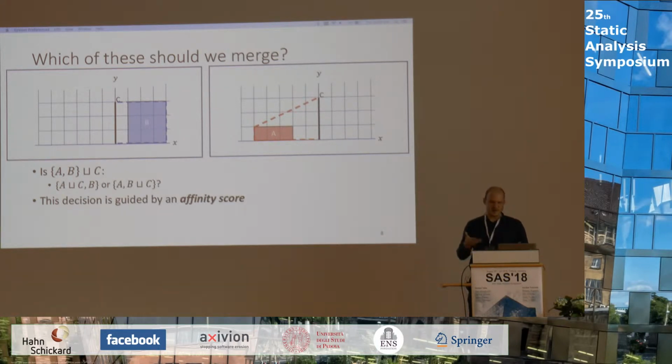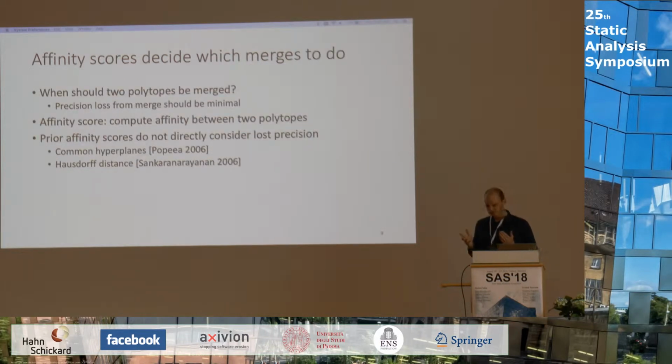And again, either way, this is a sound approximation, but one is more precise than the other. So the motivation behind this was that our affinity score should try to minimize the precision that is lost, and so we should wind up with the smaller disjoint objects. The score is going to be a real value between 0 and 1 that describes which one represents the least loss of precision.